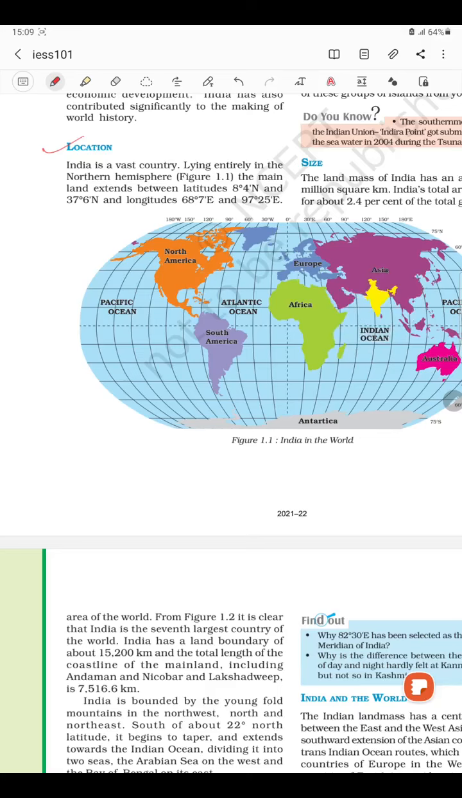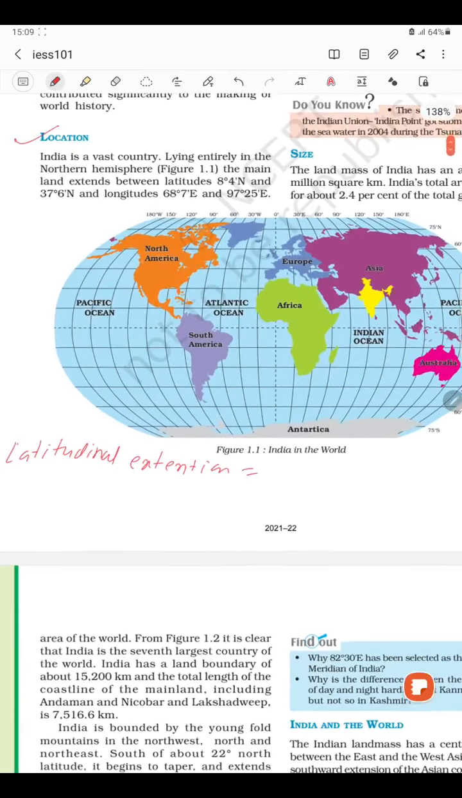Now come to the point. What is their latitudinal extension? First of all, know the latitudinal extension of India. Latitudinal, that means from here to here. You can see India from here to here. The lowest part is 8 degree 4 minute north, and the northernmost part of India is 37 degree 6 minute north.